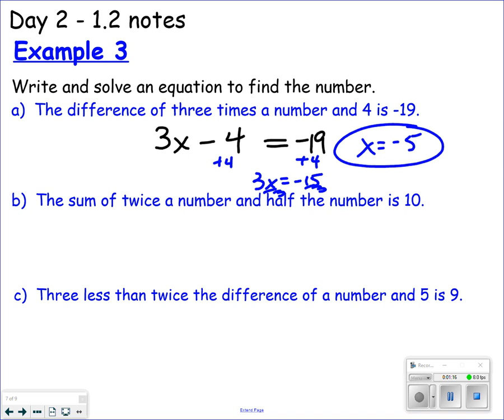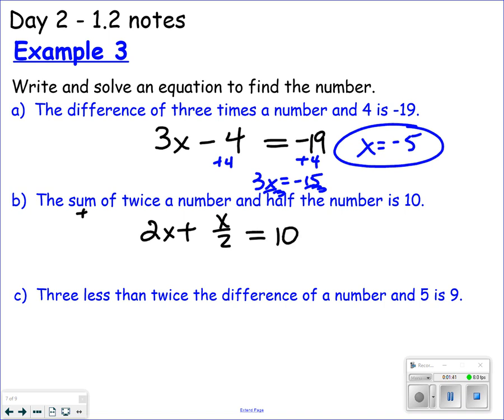Next, the word sum. Sum means addition. So the sum of twice a number and half the number is 10. So now, sum means addition. So the sum of twice a number and half the number. So take the number x divided by 2, or half the number, is 10.